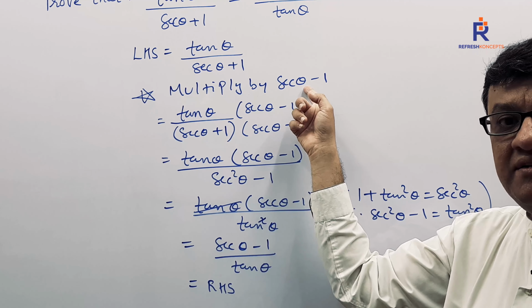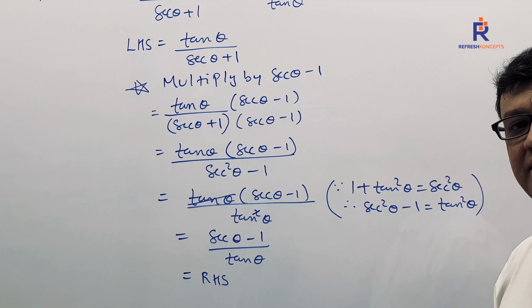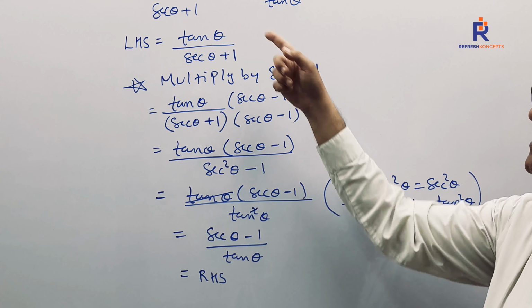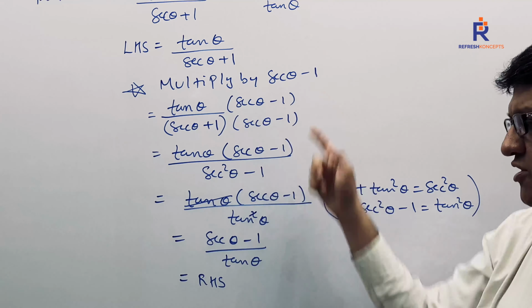Had I started with RHS, this is what our RHS is, I would have looked at my LHS. My LHS says that I want sec theta plus 1 over here in the denominator. So had I gone from RHS to LHS, I would have multiplied by sec theta plus 1 in the denominator. And if I do that, again I'm going to get exactly the reverse process and I can solve my sum. Hope you got it.